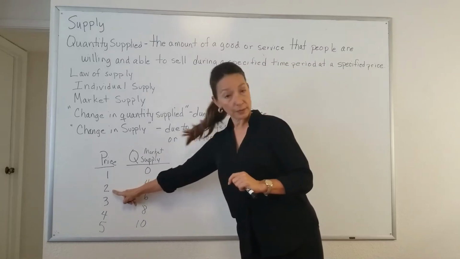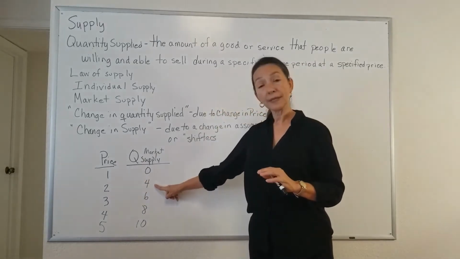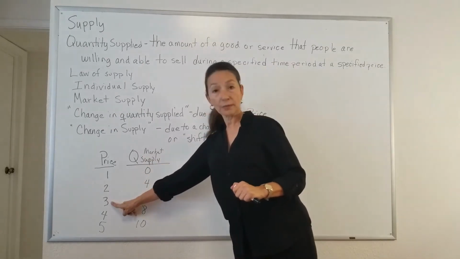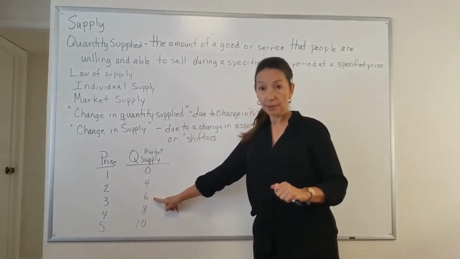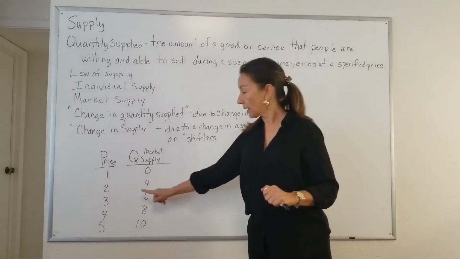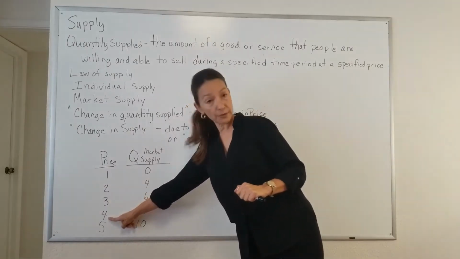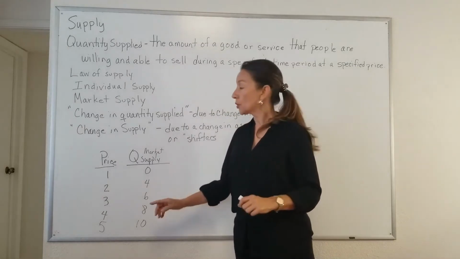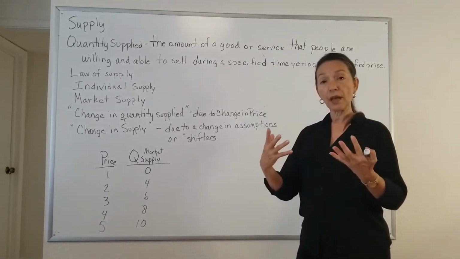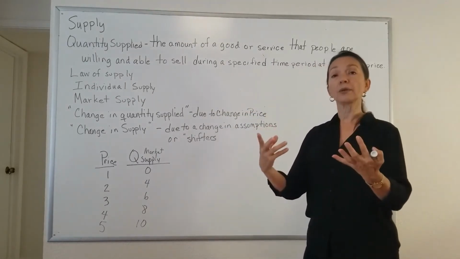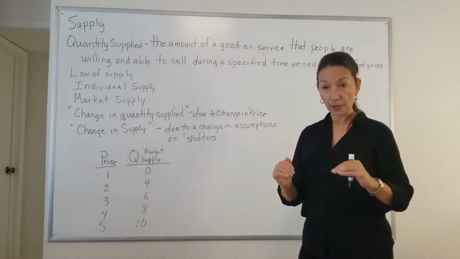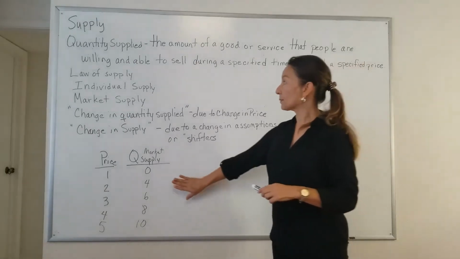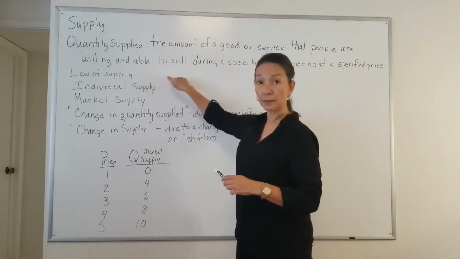If the price goes up to $2, the market supply is 4 ice cream cones. If the price goes up to $3, market supply is 6 ice cream cones. If the price goes up to $4, market supply is 8 ice cream cones. So you can see as price goes up, quantity supplied goes up. As price goes down, quantity supplied goes down. This is what we call the law of supply.